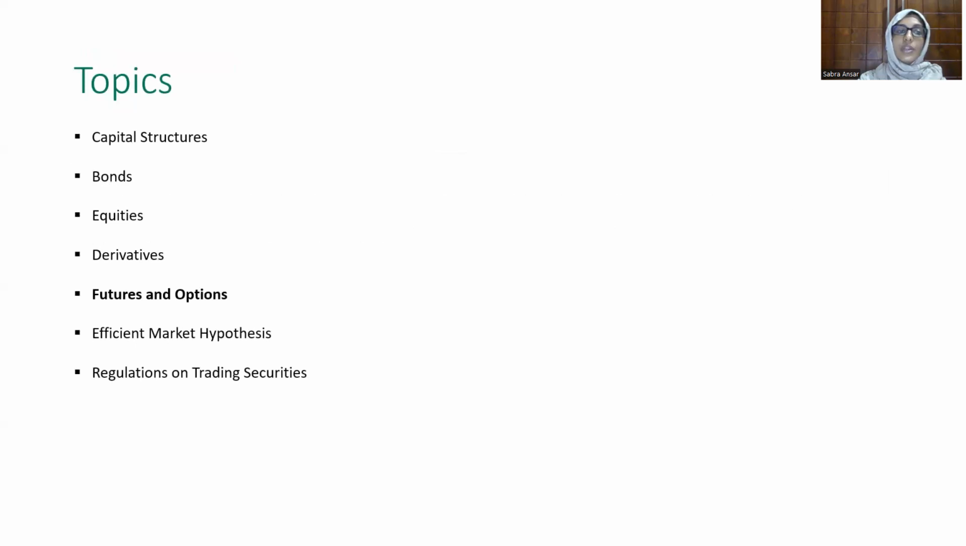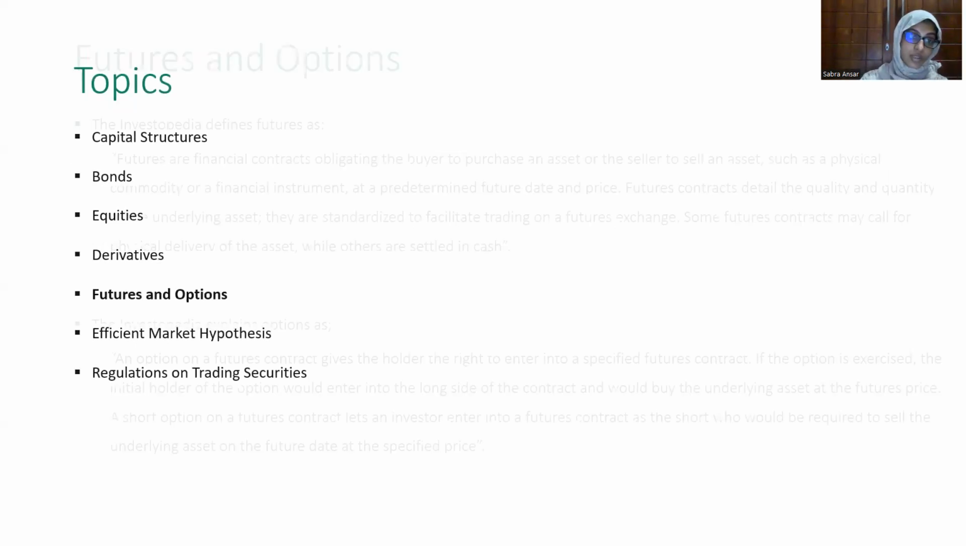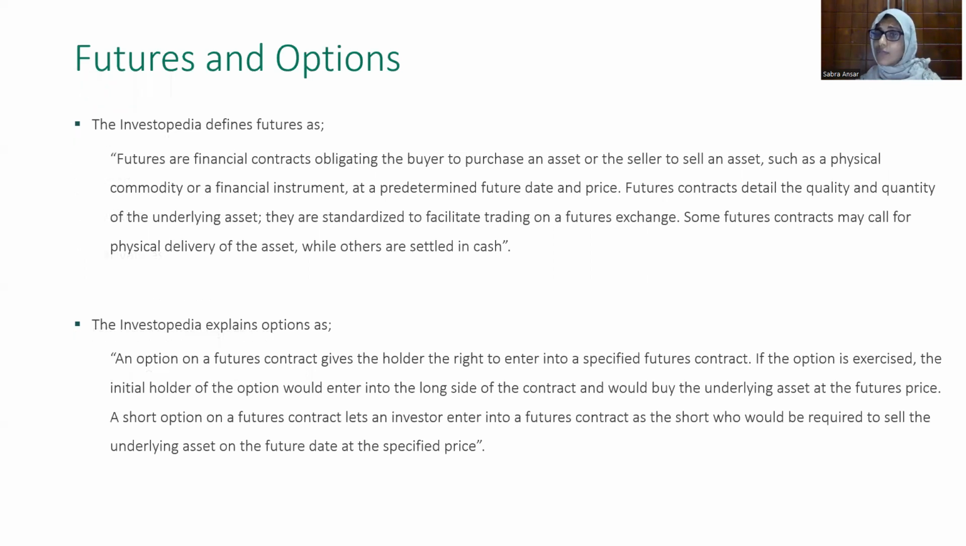And moving on, we'll be talking about futures and options. So now what is a future? Futures are financial contracts obligating a buyer to purchase a certain asset or the seller to sell a certain asset. It could be a physical commodity or a financial instrument, at a predetermined future date, and it could have a price as well.